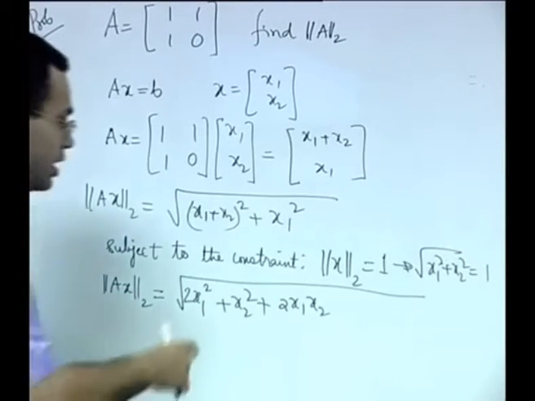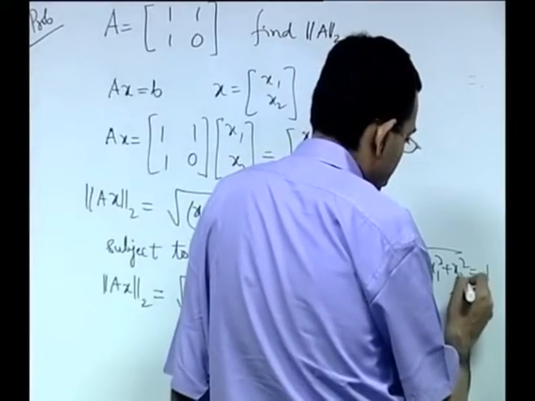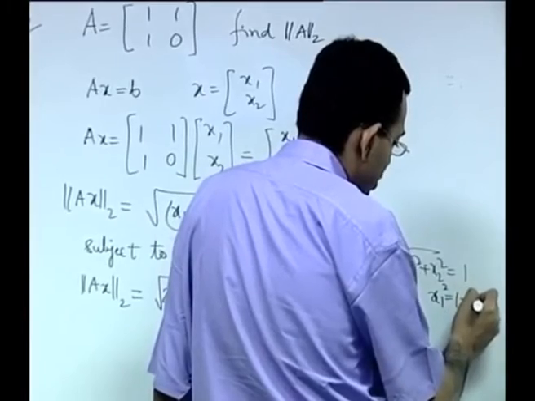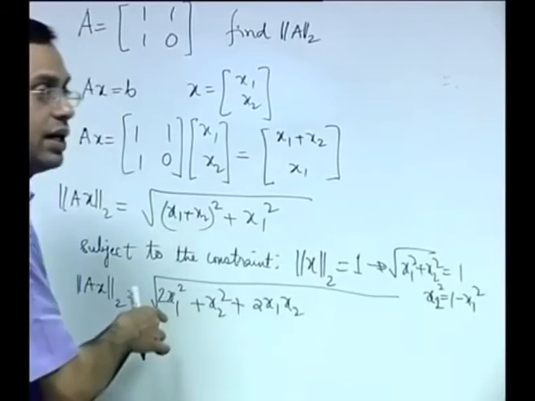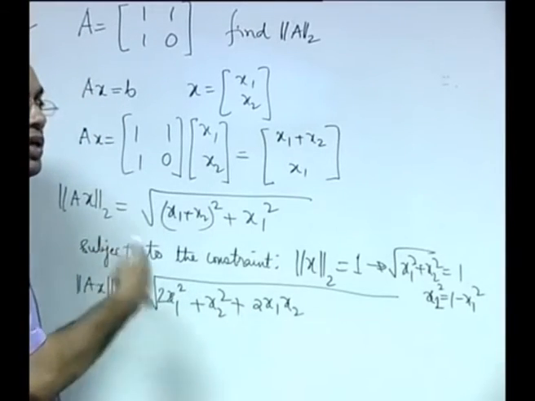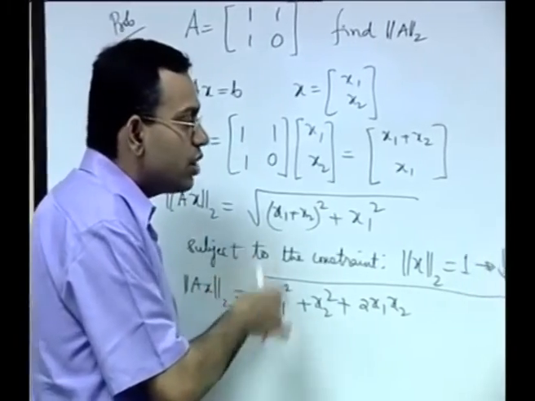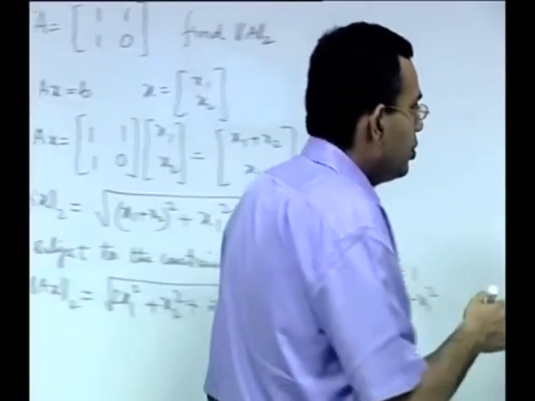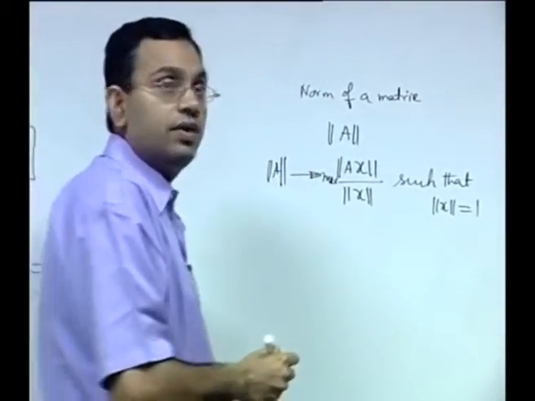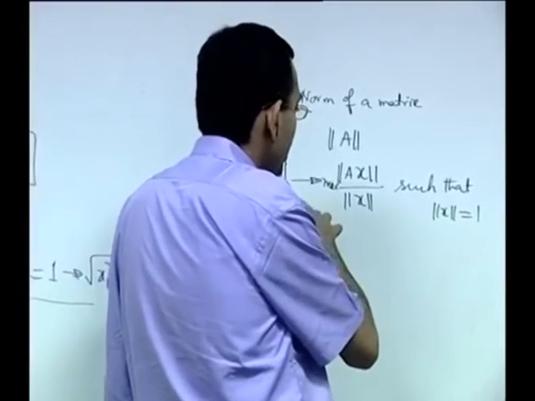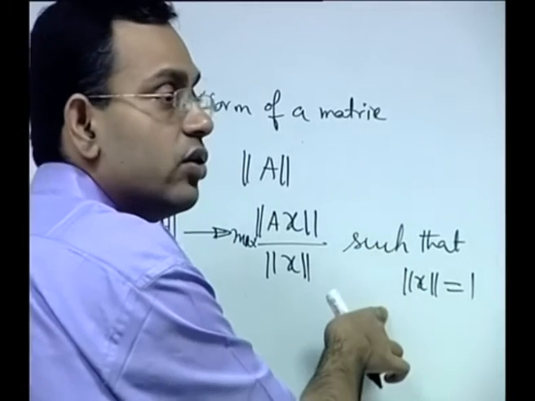Now, you can eliminate x2 and write x1 square as 1 minus x2 square, or x2 square as 1 minus x1 square. Still x1 will be a variable. So, it will be ambiguous, depending on the choice of x1 there will be different possible values. To resolve this ambiguity, what we do is we consider the max of this one in the definition. So, for the norm of A, we consider the max of norm of Ax by norm of x such that norm of x equal to 1.